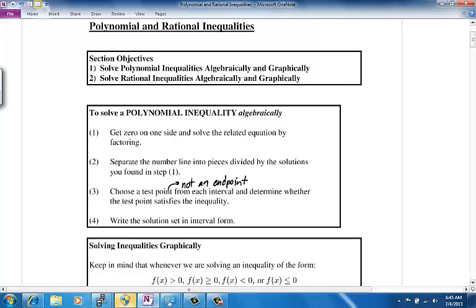We'll substitute that value into our original inequality or into the inequality arranged to get a 0 on one side, and we'll determine whether we get a true or a false statement on each interval. Those intervals where we get a true statement will form our solution set. So our solution set is going to be a set of intervals, and we'll use the chart and the test points we've found from the first three steps to determine the solution set.